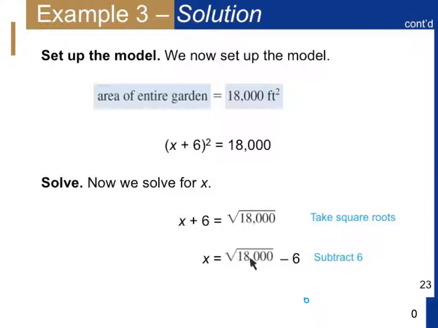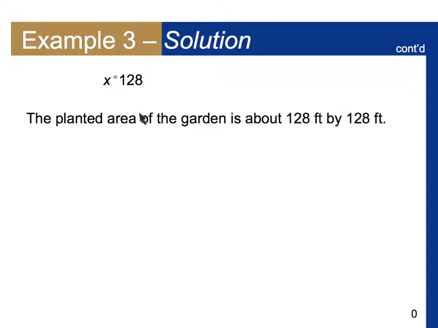We're not going to do plus or minus because we're talking about a positive dimension, so we wouldn't worry about the minus. So we have x plus 6 equals square root of 18,000, and then we subtract 6 on both sides to get x. So x is just the square root of 18,000 minus 6. So the square root of 18,000 minus 6 is x equals 128. So the plan of the garden is about 128 feet by 128 feet as a perfect square.